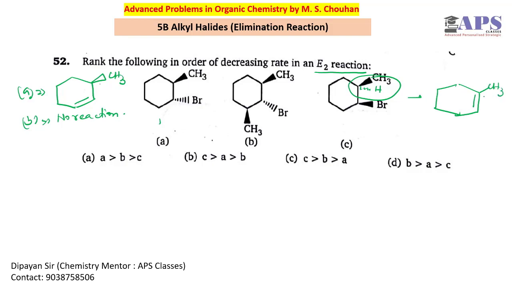Now if we compare the order of decreasing rate, the maximum rate will be observed in C, because of alkene stability. This alkene is the most stable. So C will be the maximum, then A, and at last B will come, because in B as such there is no E2 reaction possible. So option B is the correct option.